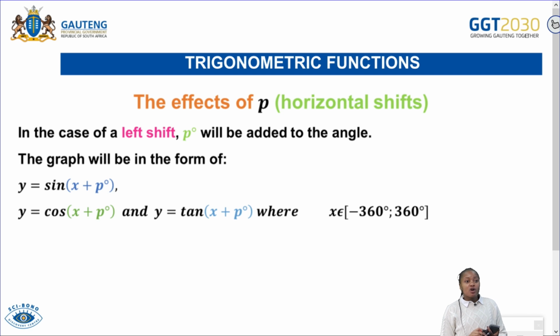Okay, so the effect of P, the horizontal shift, in the case of a left shift, P will be added to the angle. The graph will be in the form of y equals sine of (x plus p), y equals cos of (x plus p), and y equals tan of (x plus p), where x is an element of negative 360 to 360.